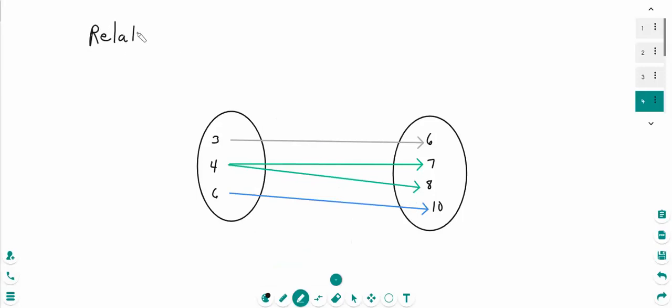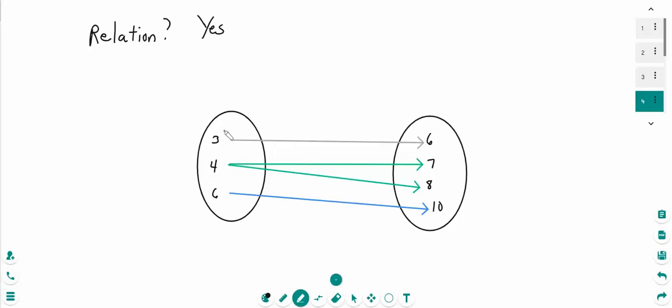Relation? Question mark? Well, let's think about it. Do we have all of our numbers in this first set being related to another set of numbers in this second set? We sure do. The 3 relates to the 6. The 4 relates to the 7 and the 8. Okay? So there's two relations for him. But he does relate to something over here. And then the 6 relates to the 10. So sure, this would be a relation. Okay? Yes.